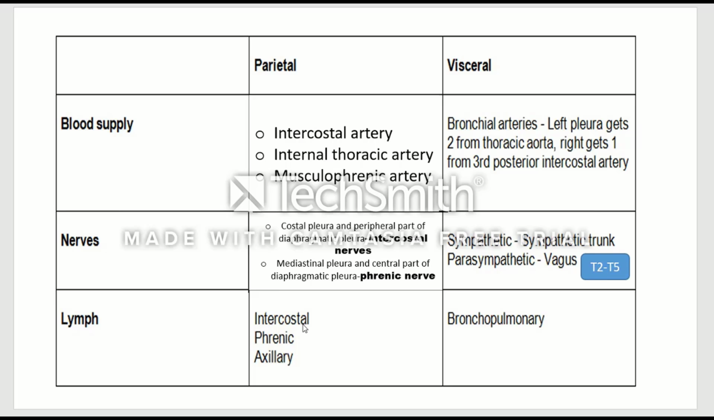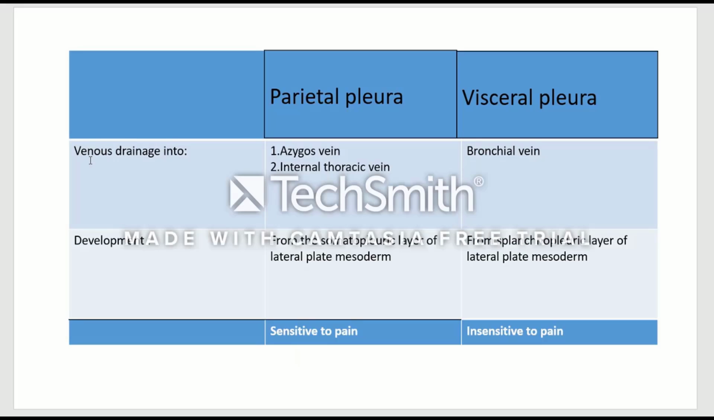Lymph node: parietal pleura is drained into the intercostal, phrenic, axillary nodes, and visceral pleura drains into bronchopulmonary nodes. Then আমরা যদি venous drainage দেখি, parietal pleura drains into the azygos vein and internal thoracic vein, and visceral pleura drains into the bronchial vein.